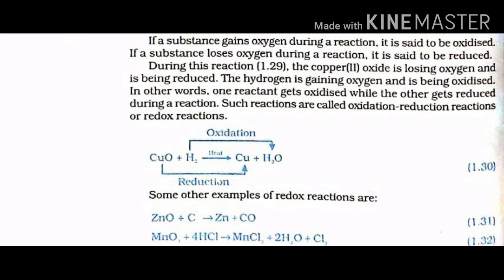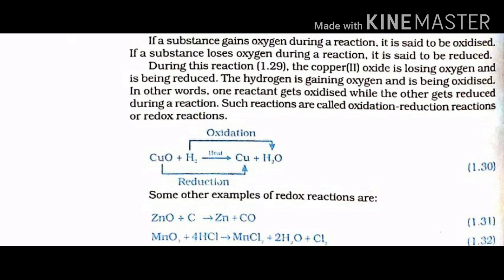Here, one reactant gets oxidized whereas the other gets reduced during this reaction. Such reactions in which both oxidation and reduction take place simultaneously are called redox reactions. Some other examples of redox reactions are ZnO plus C gives Zn plus CO. MnO2 plus 4HCl gives MnCl2 plus 2H2O plus Cl2.